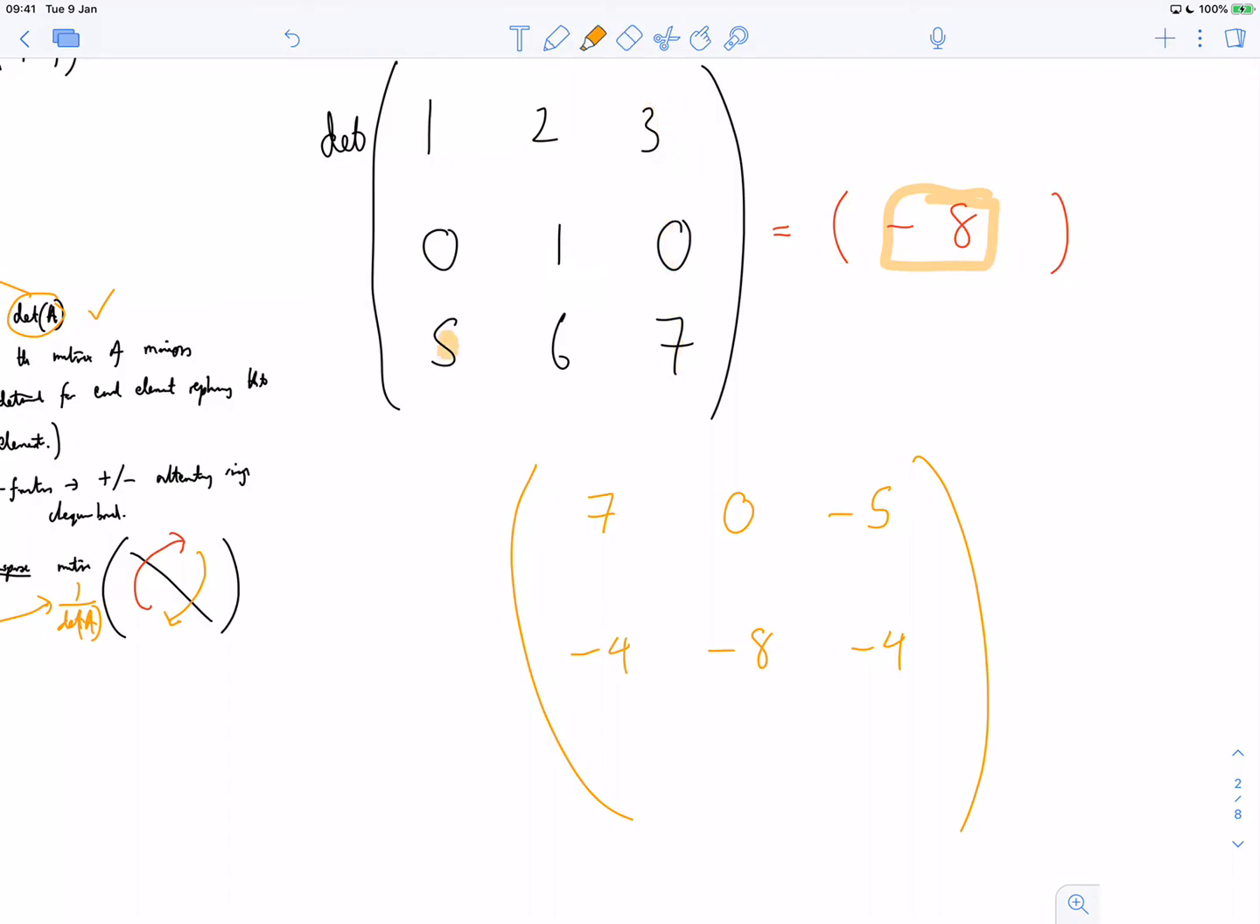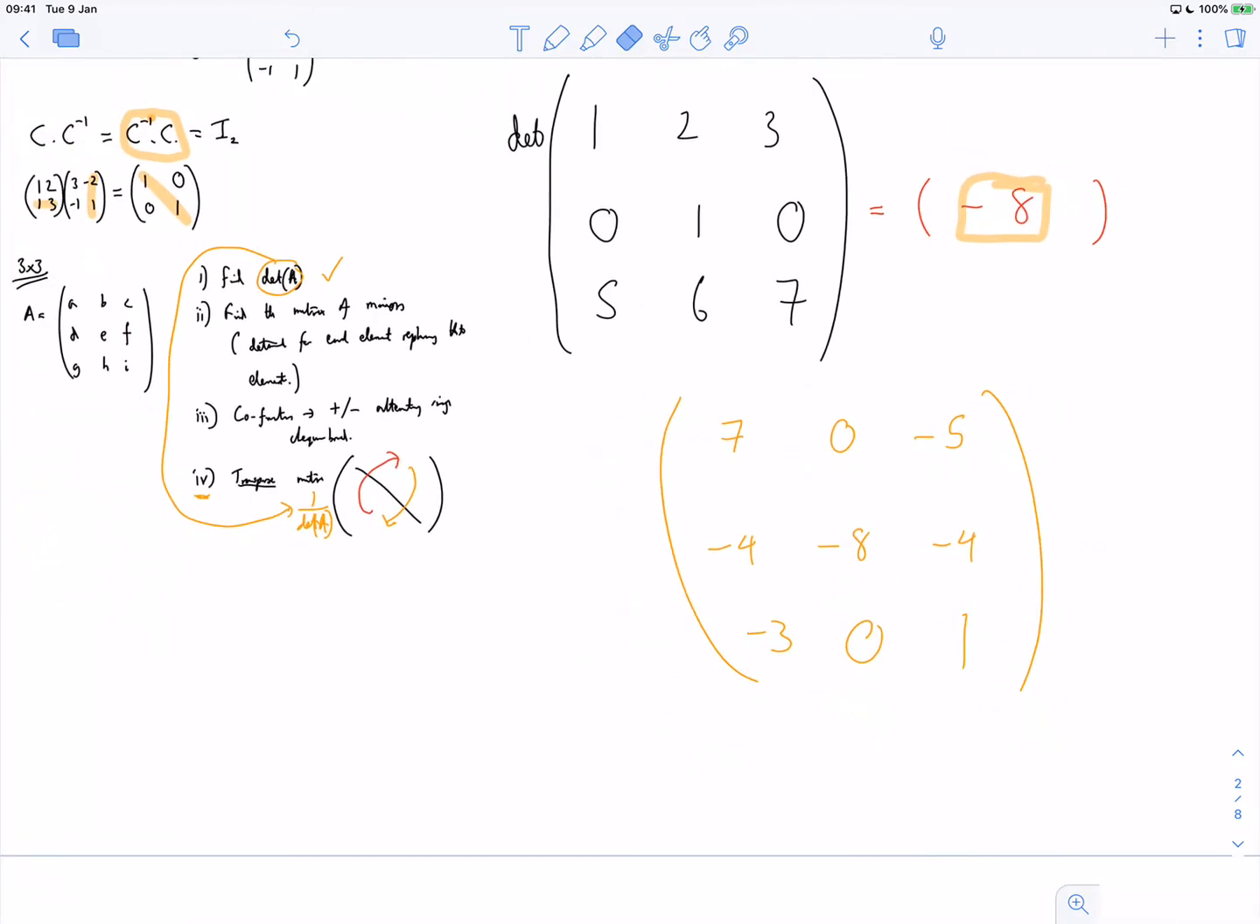For this one, I've got that row and that row, so I've got a 2 times 0 minus a 3 times 1, so that's -3. For the 6, which is here, I've got a 1 times 0 minus 3 times 0, so that's just a fat 0. And then for the 7, I've got that column and that row, so it's 1 times 1 minus 2 times 0, so that's just a 1.